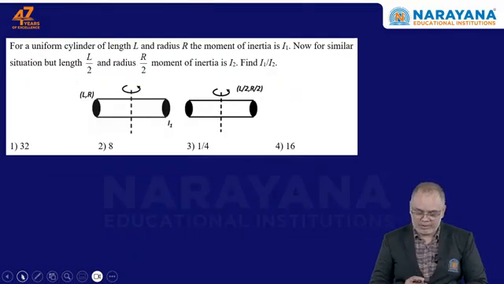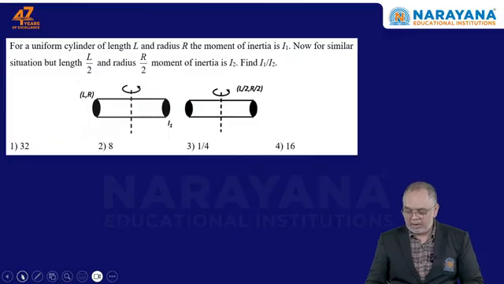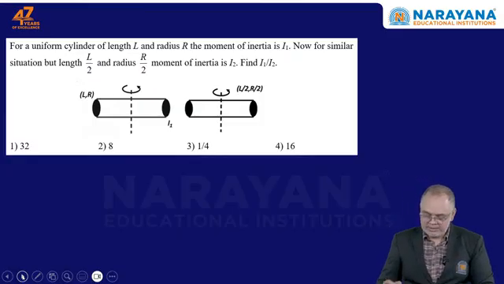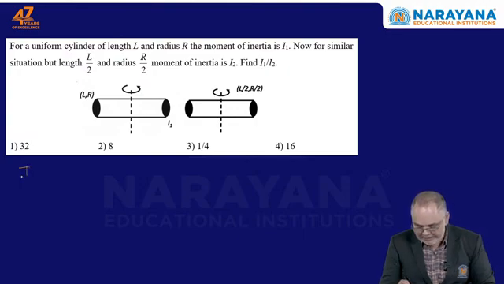The next question is related to rotational motion. For a uniform cylinder of length L and radius R, the moment of inertia is I1. Now for a similar situation but length L by 2 and radius R by 2, the moment of inertia is I2. Find I1 upon I2. So here if you see, the cylinder is rotating about the given axis. So we can write the moment of inertia about this axis, I1, as m1 L square by 12 plus m1 r square by 4.